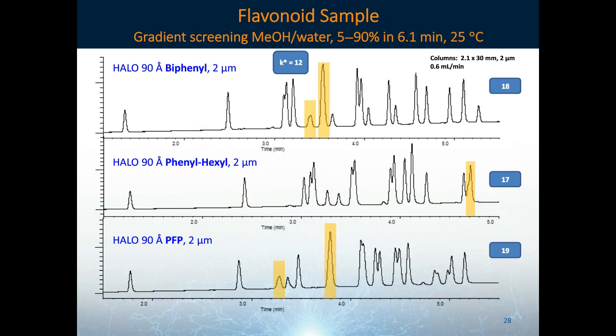Continuing on with methanol, we can see the biphenyl phase compared to the phenylhexyl here in the middle. We're able to identify 18 different peaks for biphenyl, 17 for phenylhexyl, and then 19 for PFP. So again, the PFP and biphenyl would be phases to consider for further optimization.